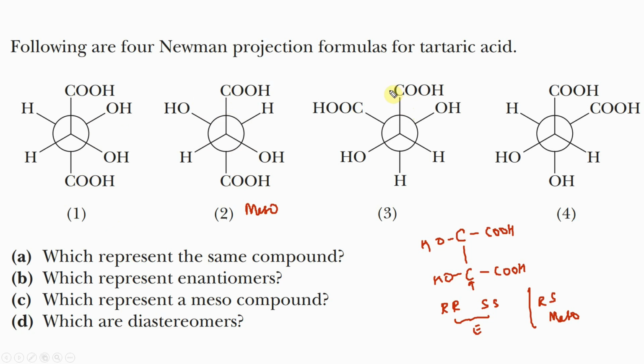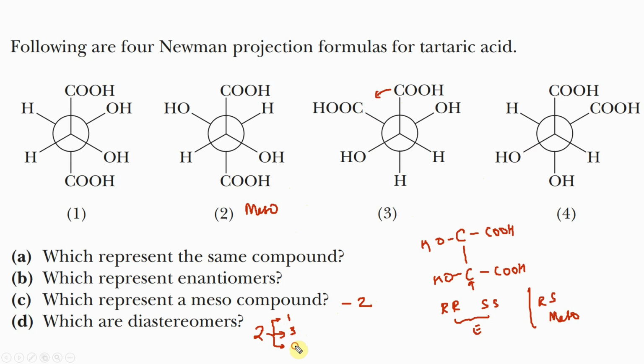All right. Now I'm going to rotate it 60 degrees. COOH comes here, but this is not meso. Now I'm going to rotate it another 60 degrees. Then OH comes here. So this is meso. Okay, so which represents meso? 2.